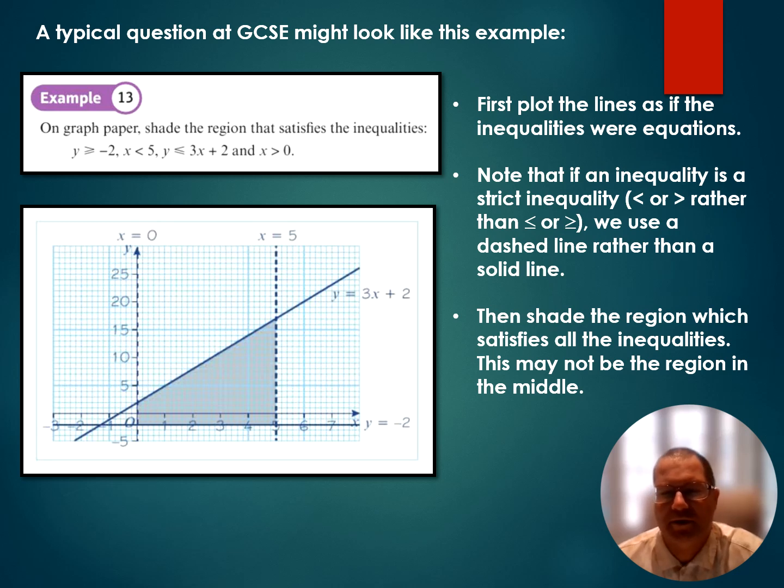Note, by the way, that if an inequality is a strict inequality, that means less than or greater than rather than less than or equal to or greater than or equal to, we would use a dashed line rather than a solid line. So as you can see on the diagram, y equals 3x plus 2 is represented by a solid line, and x equals 5 is represented by a dashed line because it was x is less than 5. Then we need to shade the region which satisfies all the inequalities, which may or may not be the region in the middle.